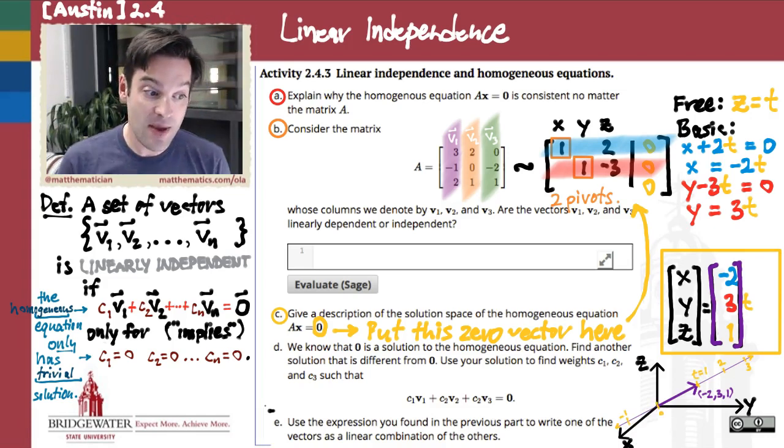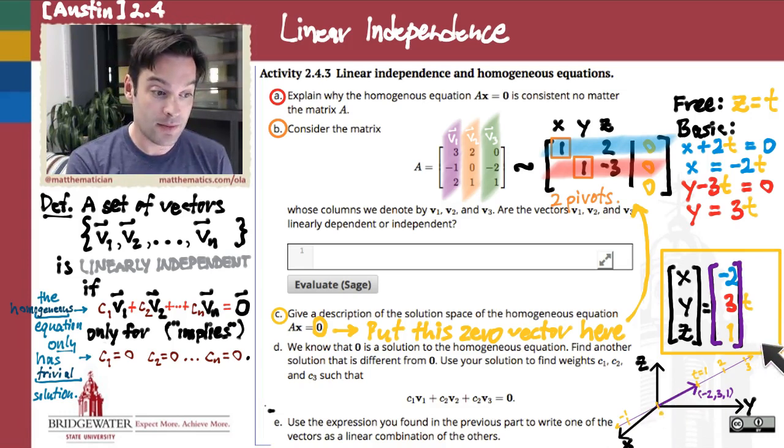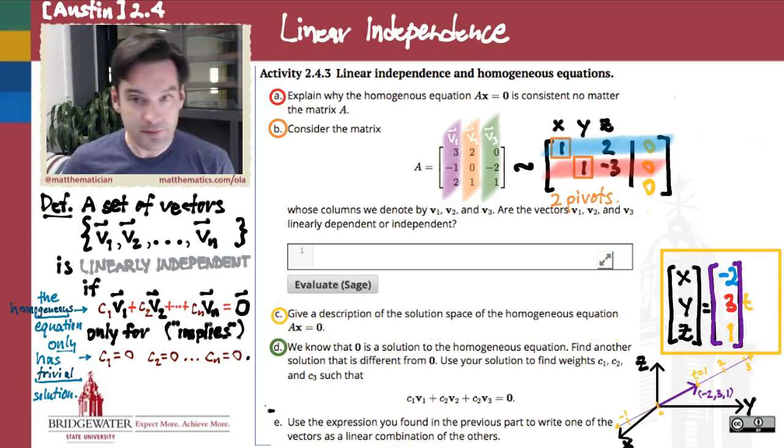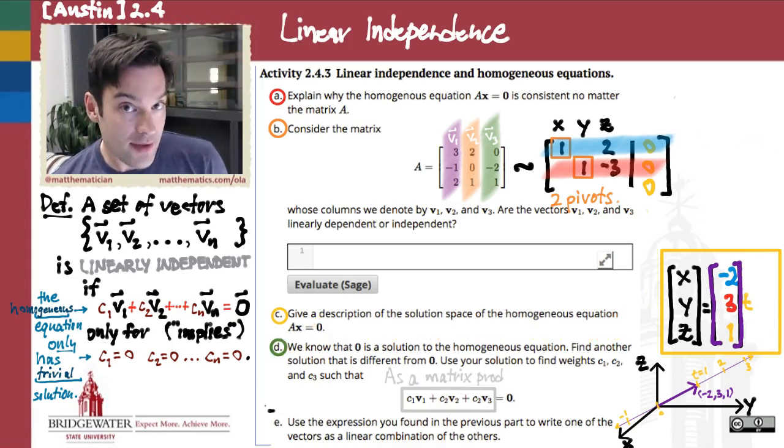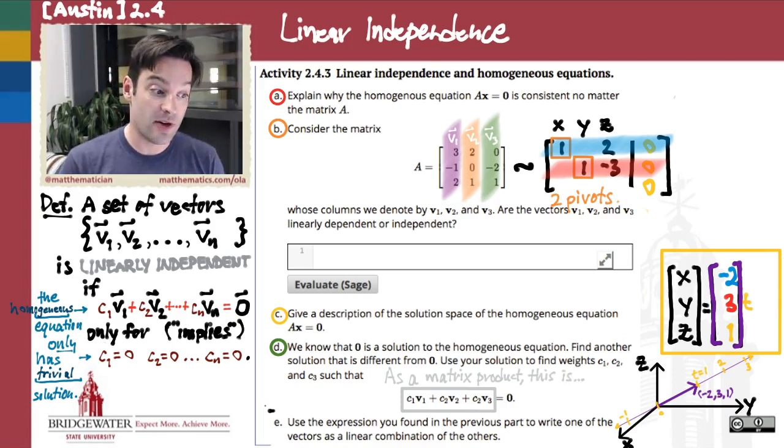So my solution space for this homogeneous equation is this entire line that goes in the direction of (-2, 3, 1) and passes through the origin. Another way to say this is that the solution space is the span of the vector (-2, 3, 1) inside of 3-space. So that concludes our description of the solution space. What we need to do now is tie this back to the original definition of linear independence. And that's what happens in part D.